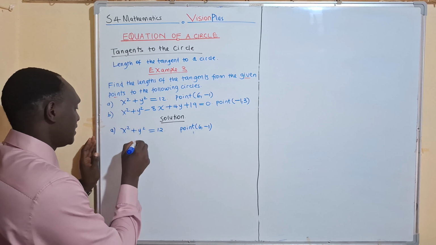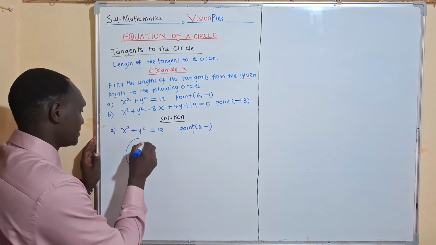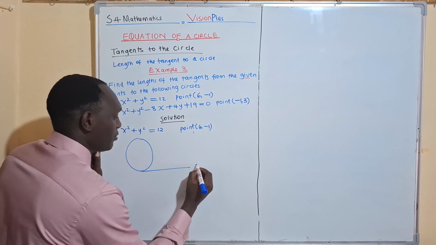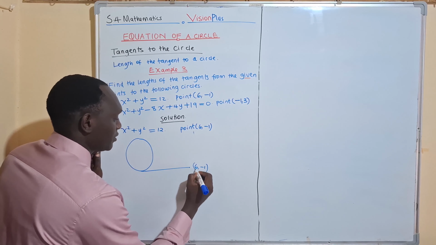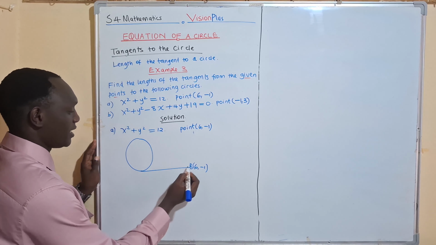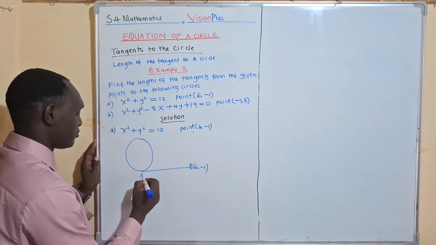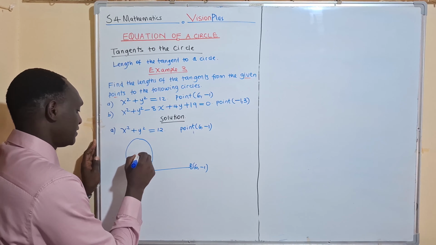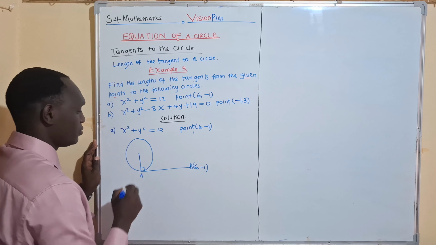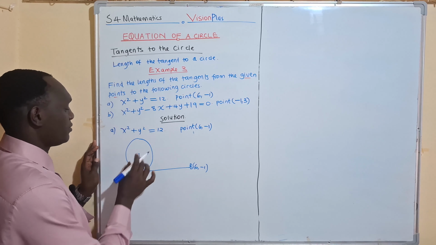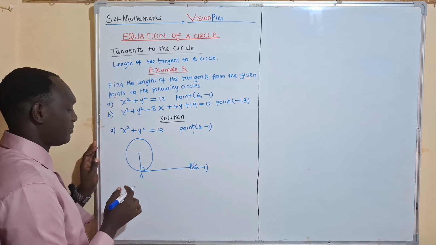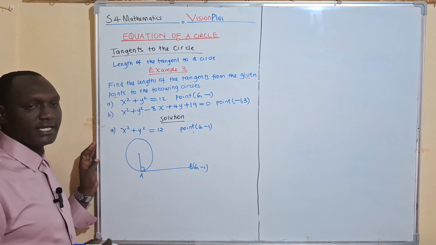So what do we need to do? Let us sketch the circle to guide us. This is my tangent from which point? Point 6, -1. Let me call this point B to make our work easier. Then let's call the point where the tangent meets the circle point A. We know that the center is in the middle and the radius is perpendicular to the tangent. Now, what are the coordinates of the center and what is the radius? They are going to help us in finding the length of the tangent.